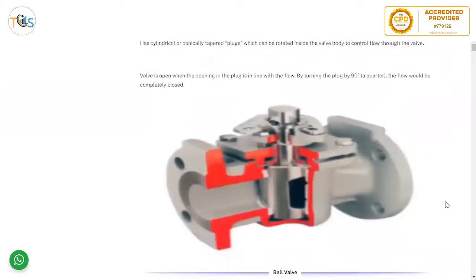A plug valve has cylindrically or conically tapered plugs which can rotate inside the valve body to control flow through the valve. The valve is open when the opening in the plug is in line with the flow. By turning the plug 90 degrees, a quarter turn, the flow is completely closed. You can see there is a hole inside. Turning it 90 degrees opens it fully, and turning it back another 90 degrees stops the flow.